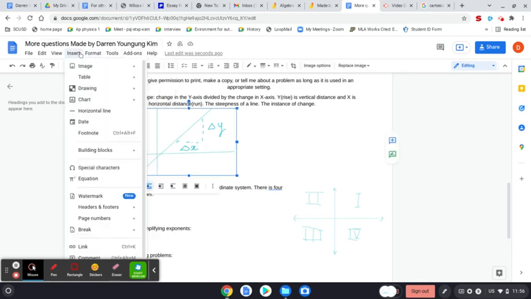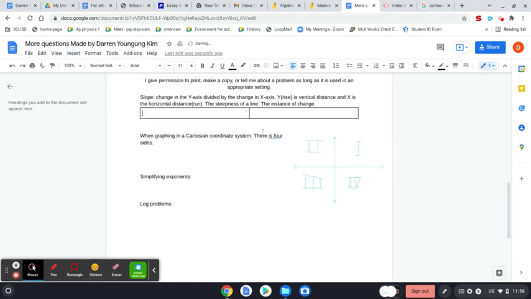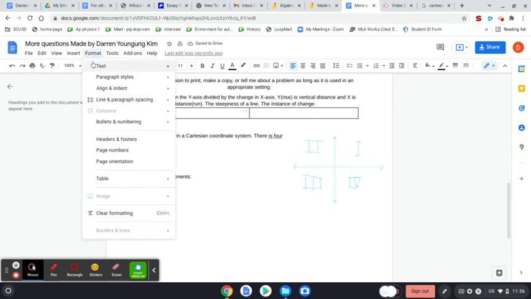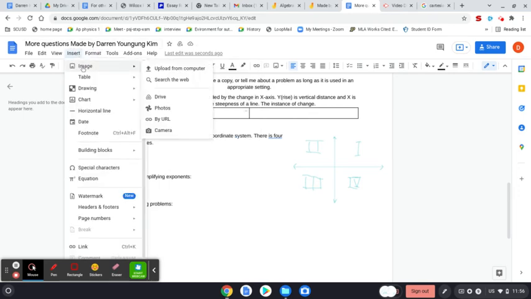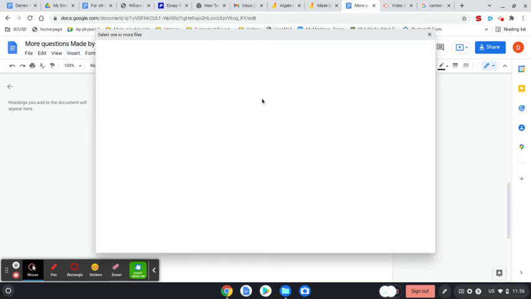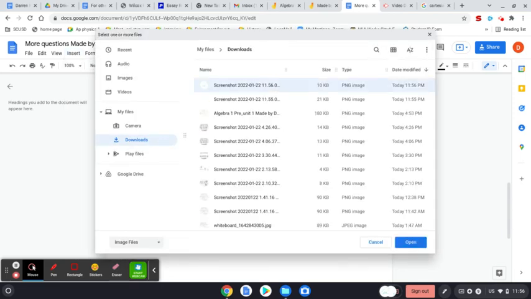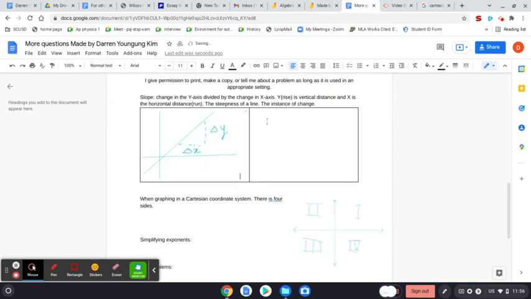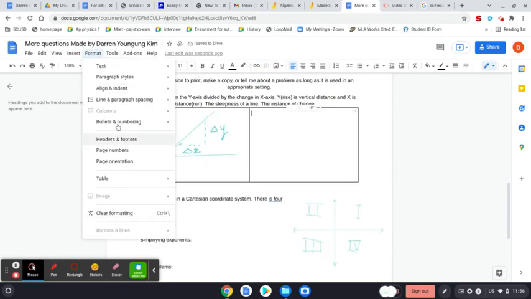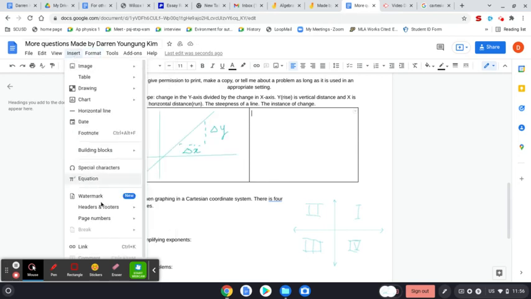Actually, let me go into insert table. I think it would be nice to have it inside the table. Oh, I messed up. Insert above the computer. Okay, let me just go to, where is it? Symbols. I should pause this one.